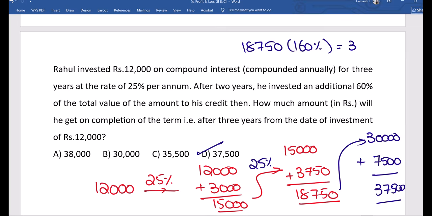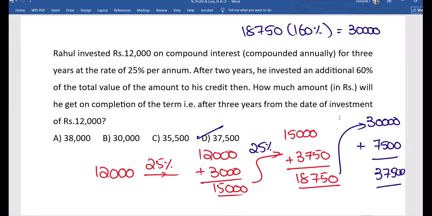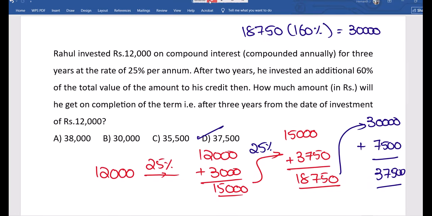See this. Answer 37,500. How much amount? It's not about how much interest. Interest will be 7,500. Amount is 37,500. And for the third year it is 30,000, because this is not an 18,750 investment. For the third year, the investment is 60% more than up to that time. So 30,000 is the investment for the third year. For that we have to take the rate of interest 25%.